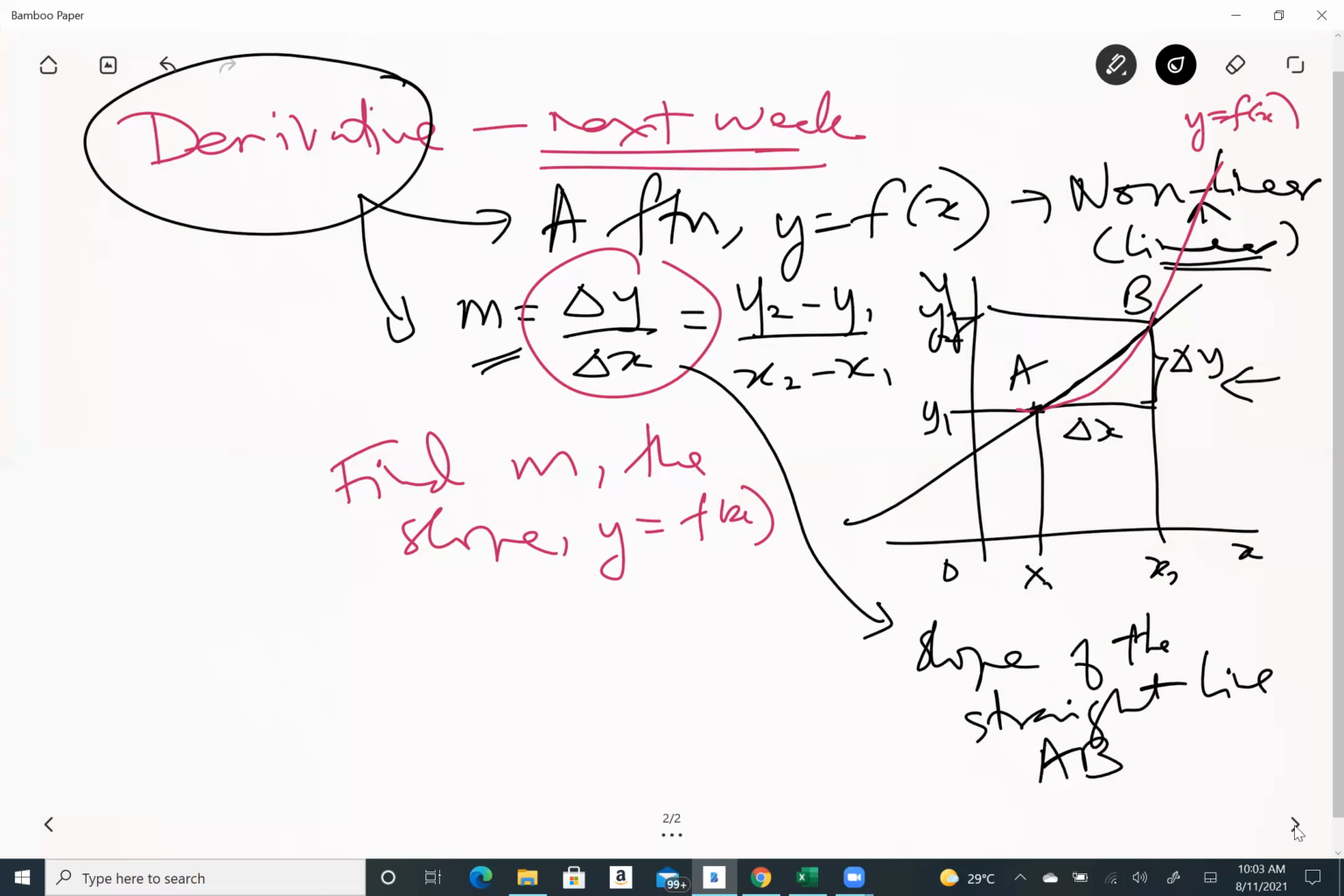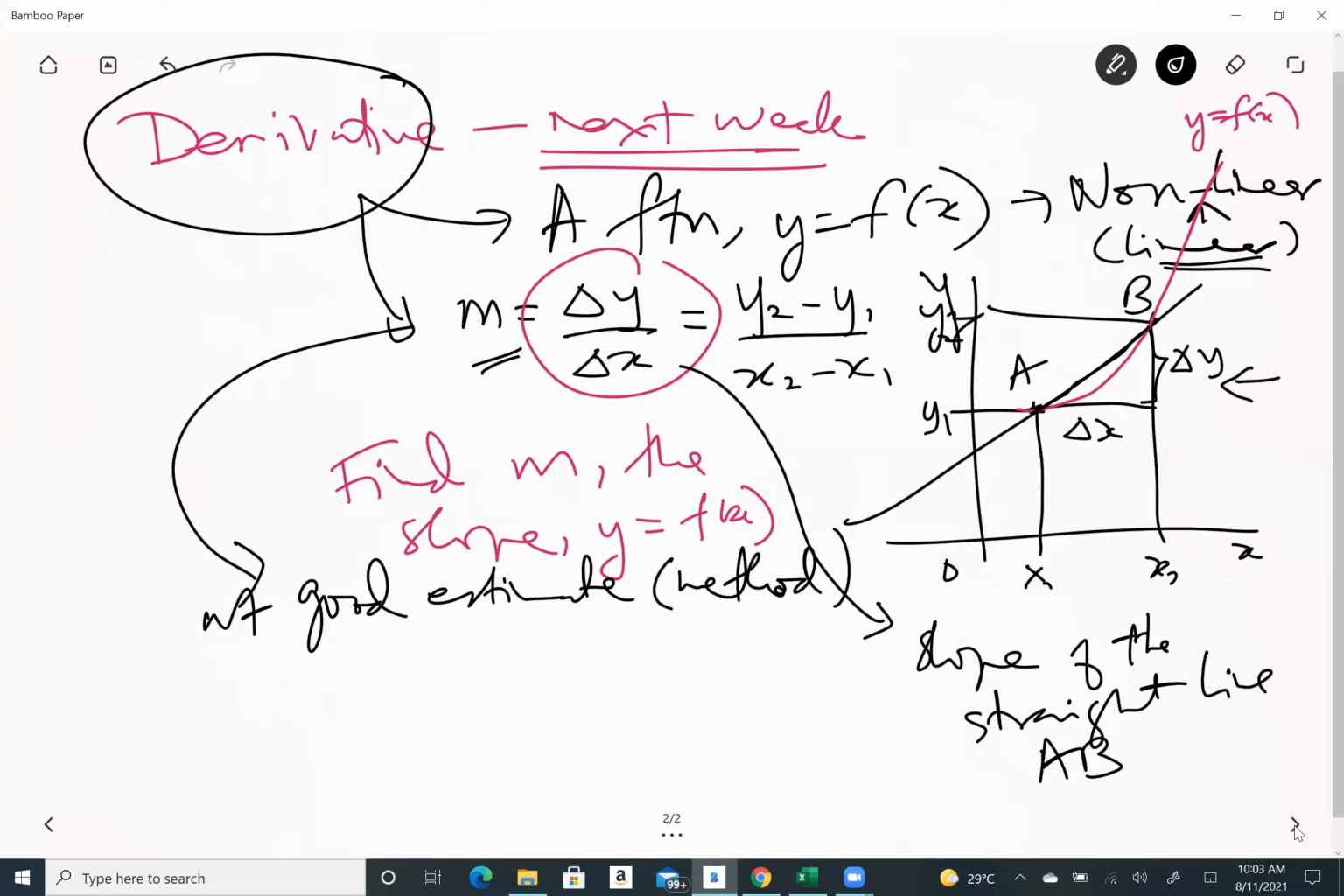But our line is not straight. Our line is a curve. So this is not a good estimate. I mean, not a good method in order for you to find the slope of the function. So you have to find a better way of getting the slope of the curve.